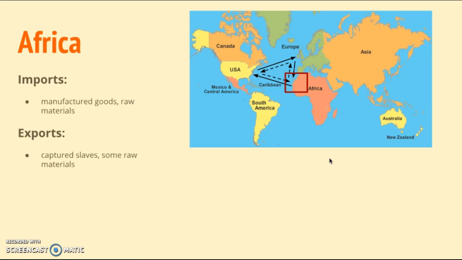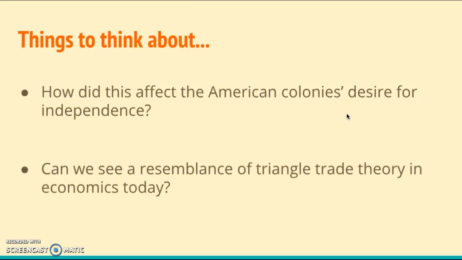Now, Africa was very important in this triangular trade route because of their human resource. The slave trade did occur during this time and was a brutal period of history and completely inhumane by any means. Captured slaves were their major export, and some raw materials, but slaves were their main export. Imports included manufactured goods from England and raw materials from the Americas, but their main role in this whole triangular relationship was for slaves.